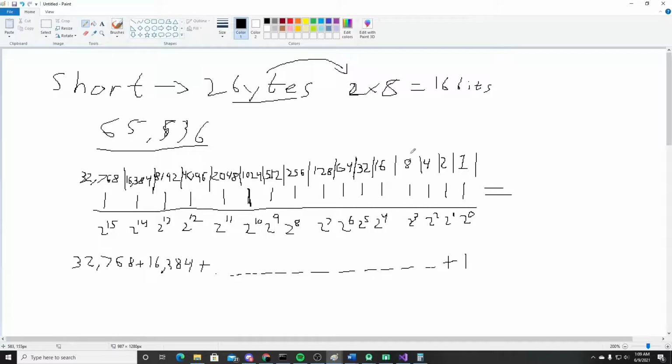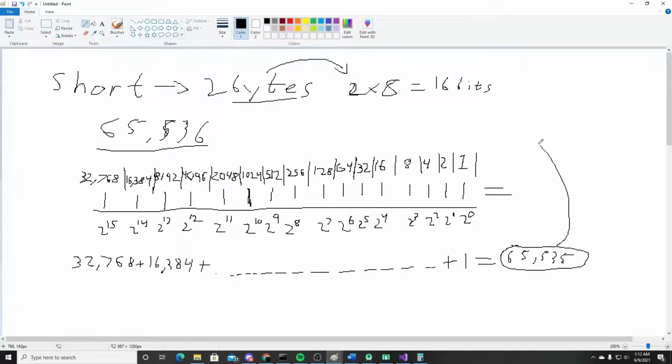So this would be plus 8, plus 4, plus 2, plus 1. So we basically would add all of these numbers together that we see up here on the top row. And so if you took a calculator and added all that together, what you would come out with is 65,535. So this right here, with 16 bits, this is the maximum number that we can represent with 16 bits.